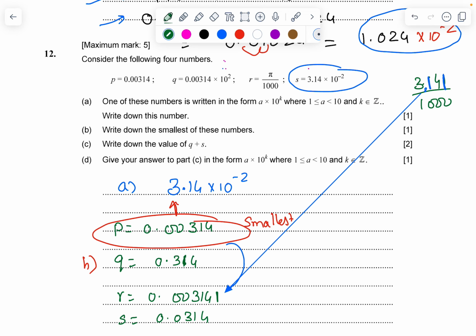Write down the value of Q plus S. What was Q? Q was 0.314 plus S. What was S? 0.0314. So when I add it, it becomes 0.3454. Next, give your answer for part C in standard form. So it is 3.454. Again, the decimal has to move 1 unit backwards. So times 10 to the power of negative 1.